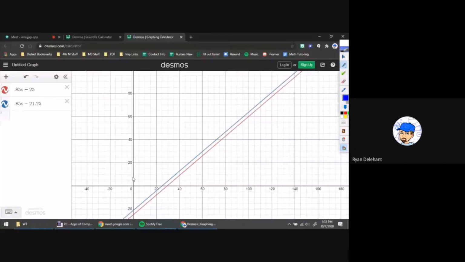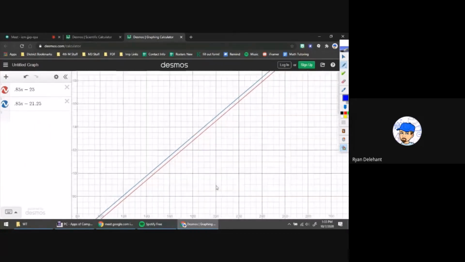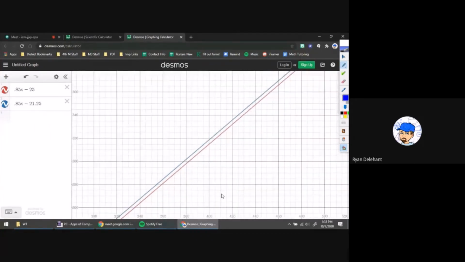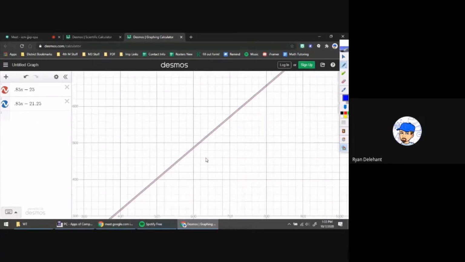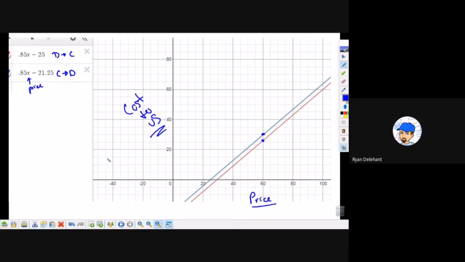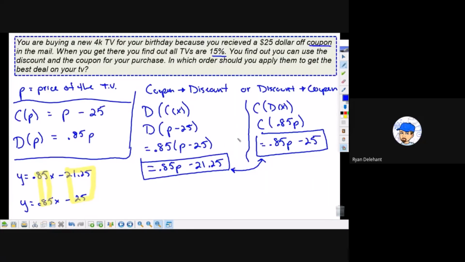And I can prove it to you when we drag this thing out further. You continue to see, no matter how far up we go, notice we're at a cost of $480 now, the red line is still lower than the blue line. And I promise you, no matter how far out you go, they're never going to cross. And we know that because we know that stuff about the lines. So which way do we want to buy this? Does it matter what cost our TV is? No, we want to do the discount and then the coupon.